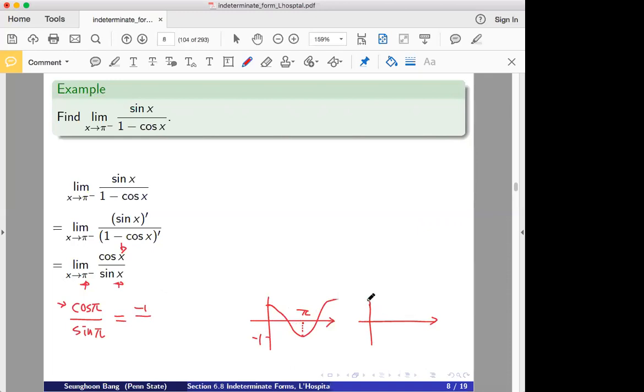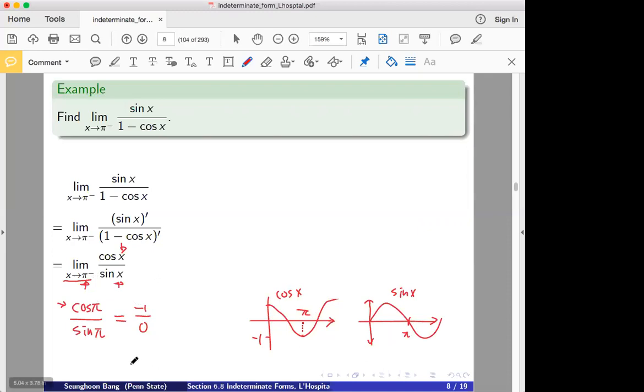Sine of pi, do you know sine of pi? This is cosine of x, going up, down, up like this. This is pi. This is sine of x. Sine of pi is 0. So we have minus 1 over 0, a one-sided limit. The limit value is undefined, does not exist.